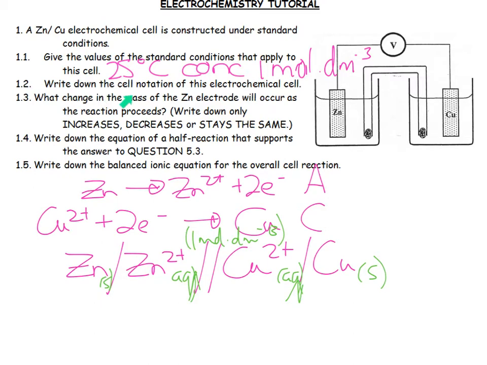What change in mass of the zinc electrode will occur as the reaction proceeds? Well, my zinc metal, the electrode, is turning into zinc ions, so that's going to get less and less, so you're going to see that it will decrease.